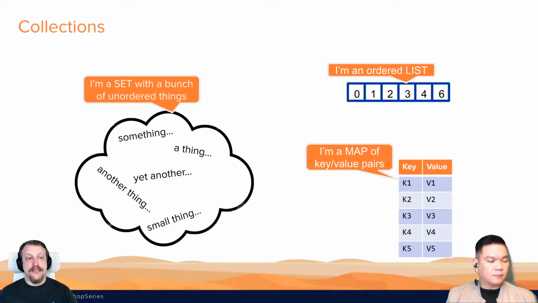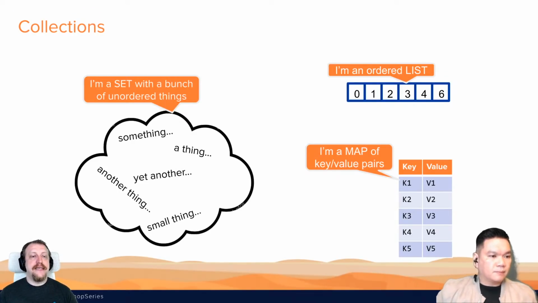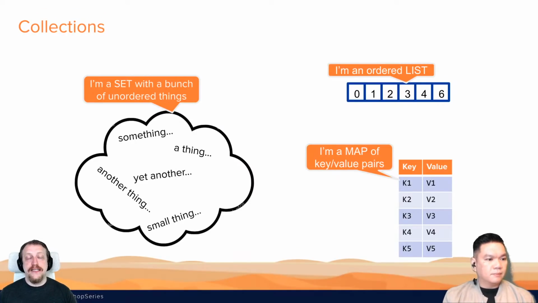Collections. There are three kinds of collections. You can store a lot of things within the same cell: set, list, and map. A set is a set of unordered things. It doesn't care about the order. A list is the same as a set, but it cares about the order, so it keeps the order in which you insert the values. And a map is an associative array, let's say, so you have key-value pairs.